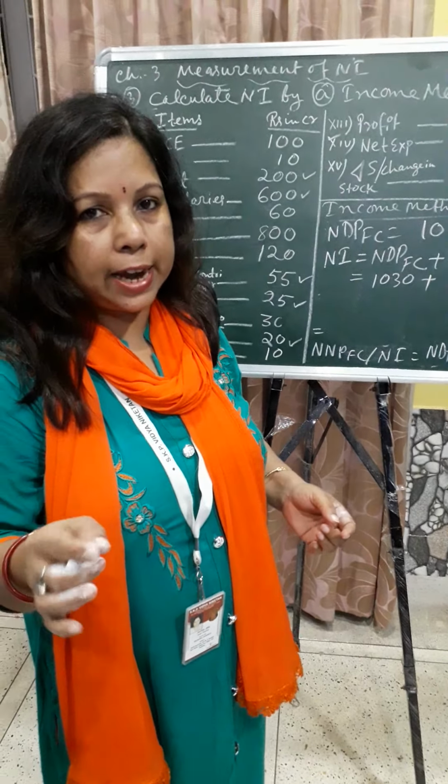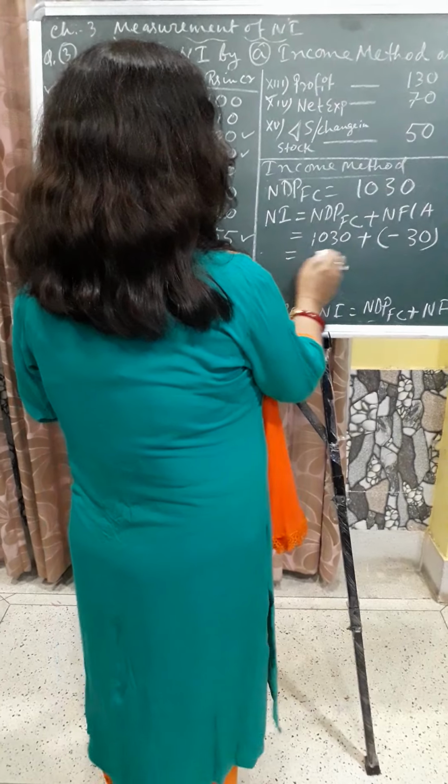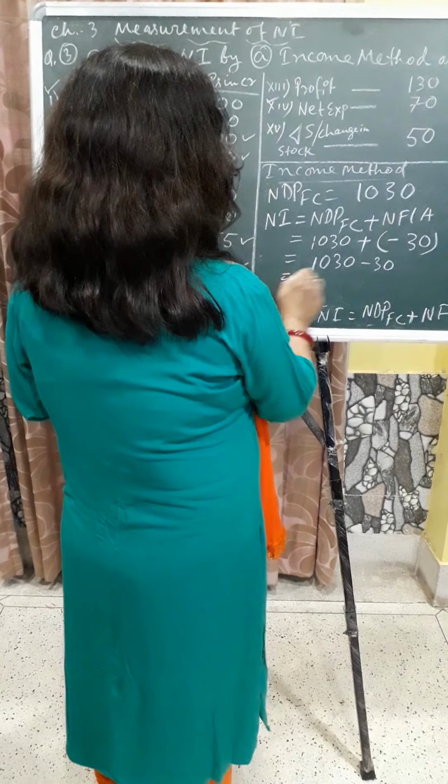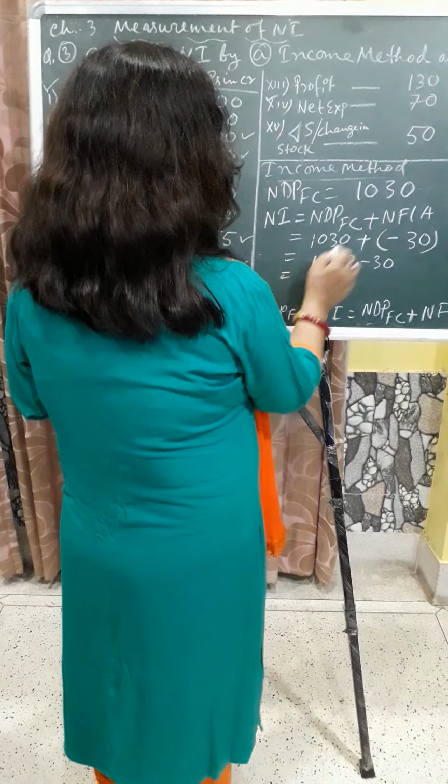So according to the formula, I have written NDP-FC plus NFIA. Then we get NI by the income method. So this is the formula. Here I am writing the value 1030 plus NFIA, but here it is to abroad, that's why I am writing minus 30. Clear? Now you add: 1030 minus 30 equals 1000. Rupees in crores. So in the income method, the national income value is 1000.